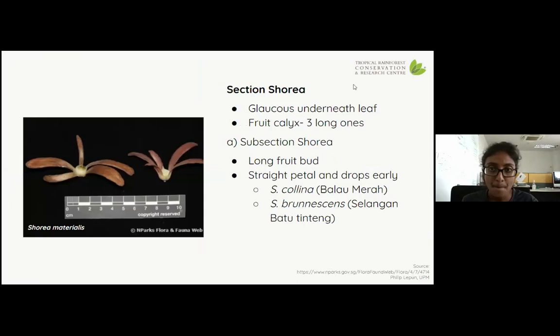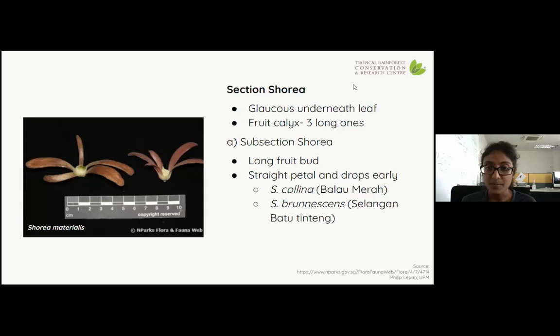Okay, I'll just speak very briefly about section Shorea, subsection Shorea, and another subsection. But there are many other sections to cover if I were to go in detail. So for section Shorea, glaucous underneath leaf, meaning there is this bluish-like color, and the fruit calyx, there are three long ones.